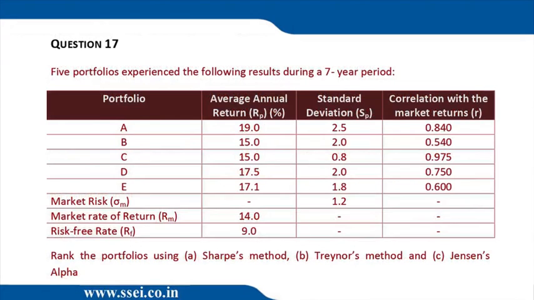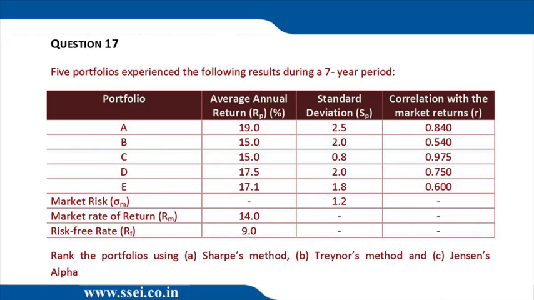So question number 17 is totally straightforward. Sharpe, Treynor, Jensen. Do you know the formula? Sharpe method, excess return to SD. For example, fund A, 19 minus 9 divided by 2.5. Fund B, 15 minus 9 divided by 2, and so on. First of all, let me tell you, the standard deviations which are given are not looking like standard deviation, they are looking like beta. Anyways, I'm not concerned about what they are looking like. So find out the Sharpe ratio of all the funds and rank them.